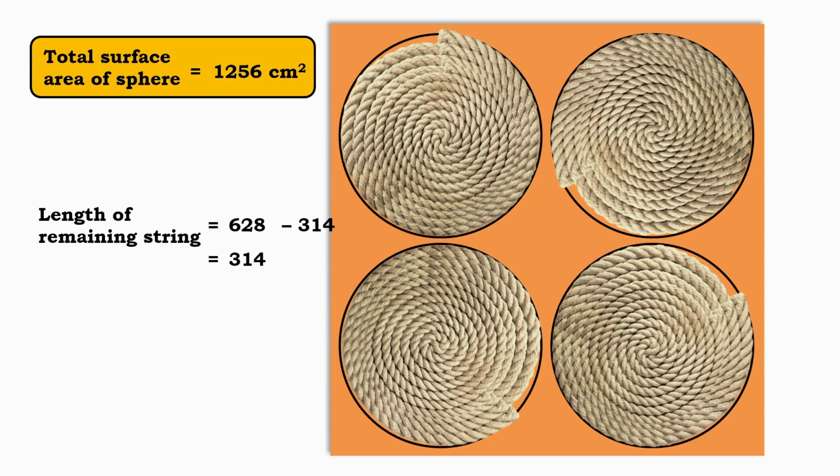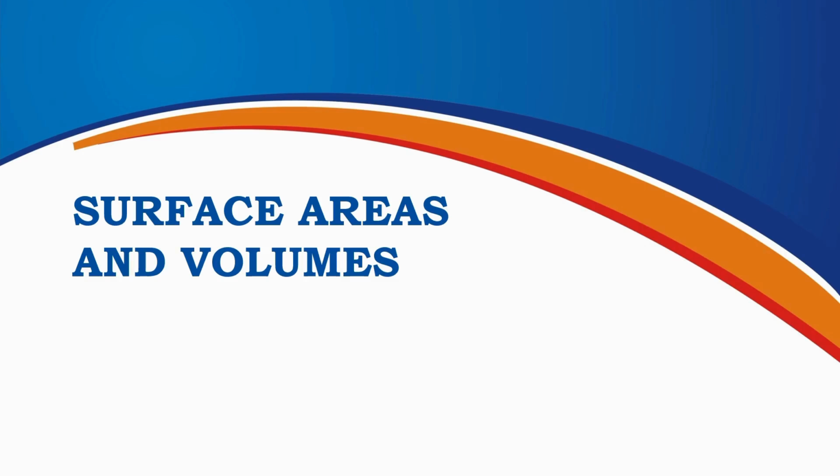So that means the total surface area of the sphere, the formula is 4 pi r square, because it is equivalent to 4 circles' areas. Now let us take a look at some problems based on the sphere.